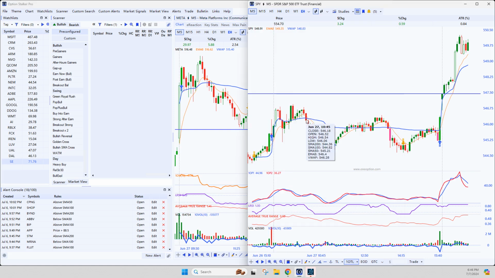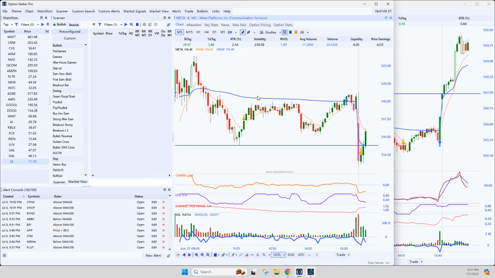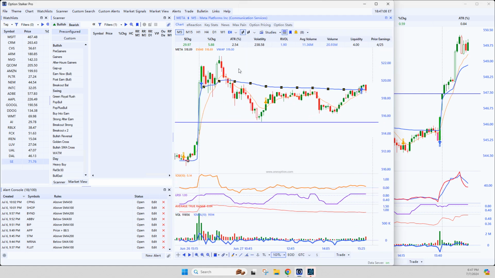What was SPY doing on the 27th? SPY was doing really nothing. Couldn't really get above VWAP. It could get marginally above it, around the 547 level, but kind of chopped around all day. So there's really no reason for me to go long Meta here besides the D1 chart, which I shouldn't.